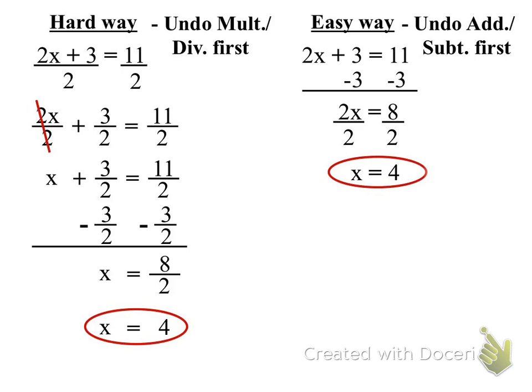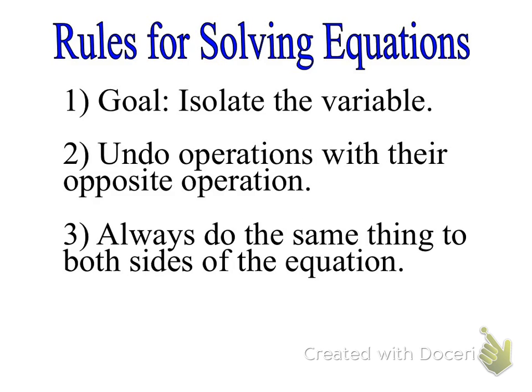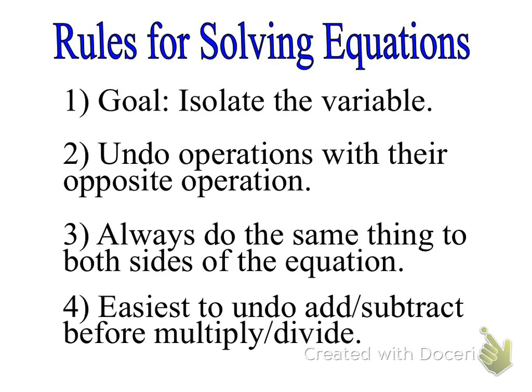So we're going to add our next rule to yesterday's list of rules. Remember we had the rules for solving equations? Number 4 will be, it's easiest to undo adding and subtracting before multiplying and dividing. Now write that rule down and add it to yesterday's rules.